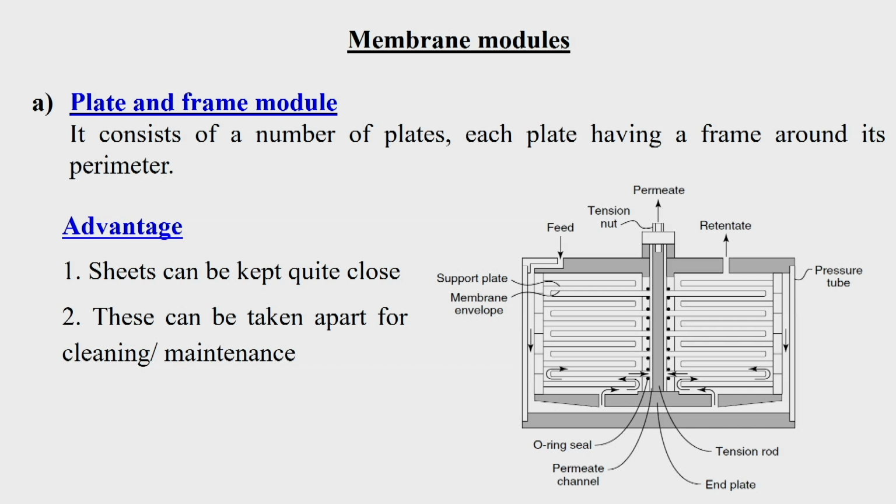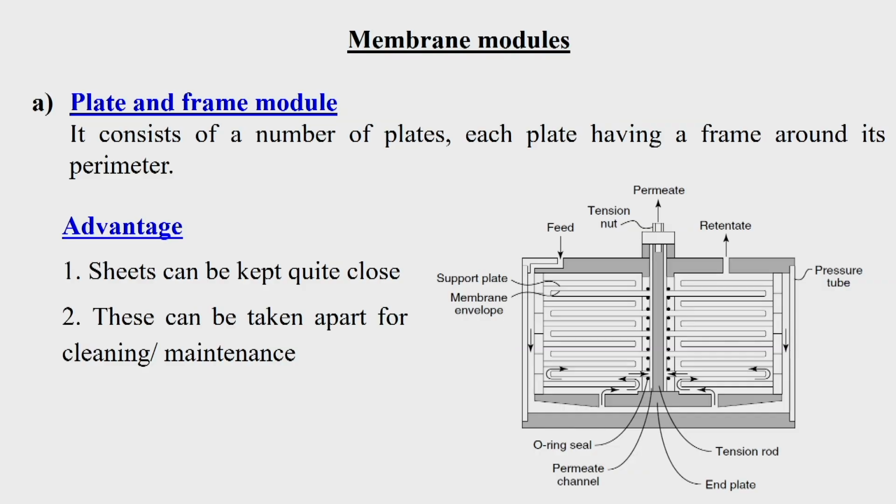For the plate and frame membrane module, this is very simple. It consists of a number of plates, and each plate has a frame around its perimeter. All the plates and frames are stacked one by one like this, and in between the plate and frame the membrane will be placed. Suppose the membrane is placed here. In general, the membranes are placed over this frame. If we place the membrane on the two sides of the plate, then another frame will come.